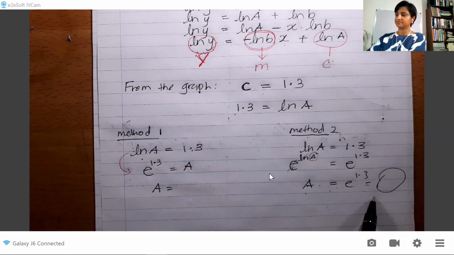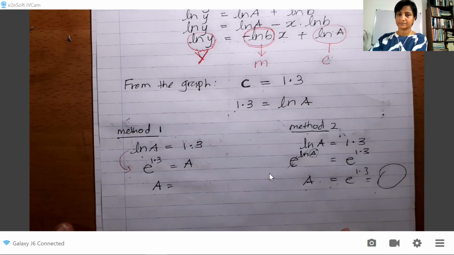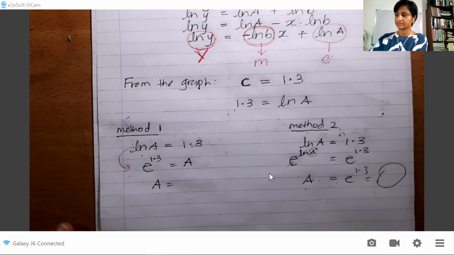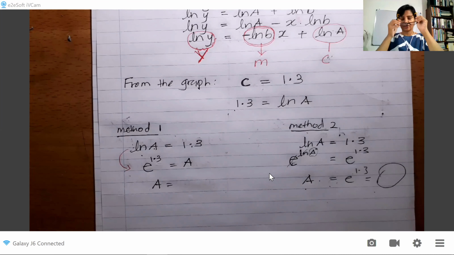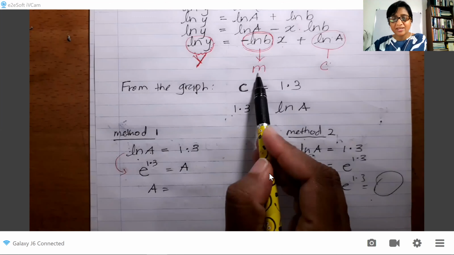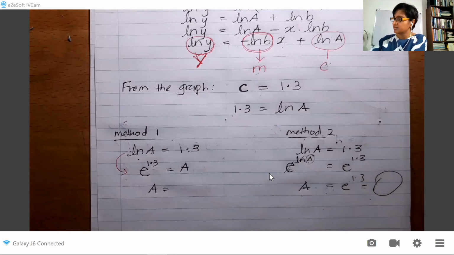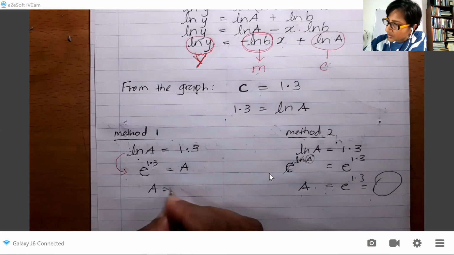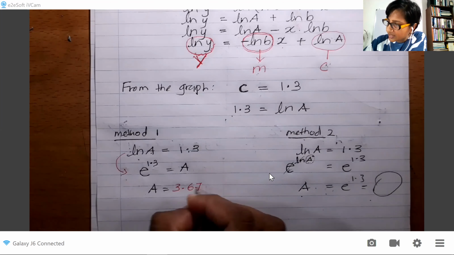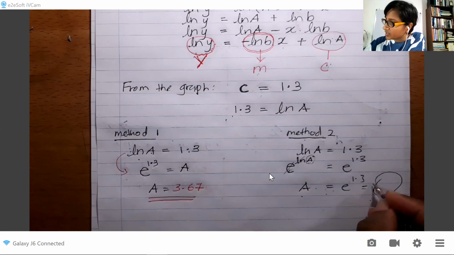What's the answer for a? What is e to the power of 1.3? You have to use your calculators for that, so I will leave that to you. Gradient is equal to, okay, 3.67. 3.67 is your a.